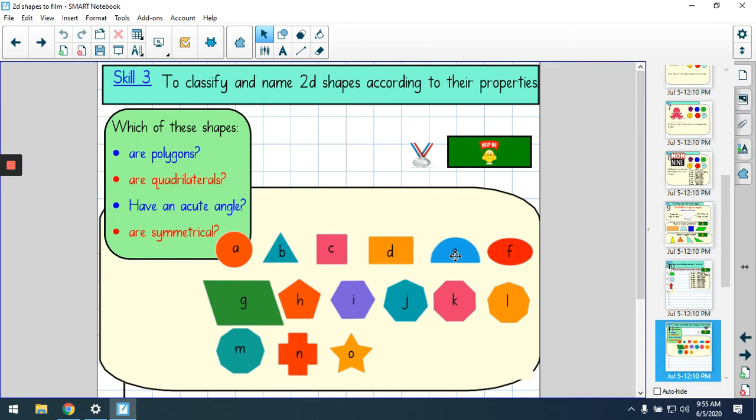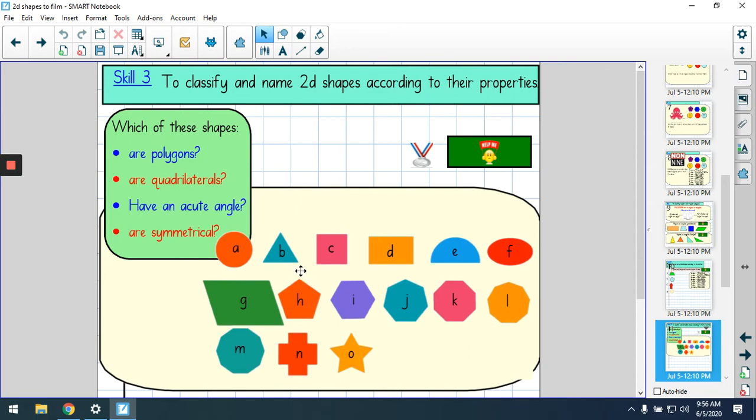Shape E is not a polygon, it is not a quadrilateral, it does not have acute angles because it doesn't have straight sides. It is symmetrical, you could fold it in half. Shape F is symmetrical, that's the only one we can say yes to. You could fold it in half, horizontally and vertically. Shape G is a polygon, it is a quadrilateral, it does have an acute angle here and here, and it does not have a line of symmetry. We will have a look at that later in the week when we look at quadrilaterals.